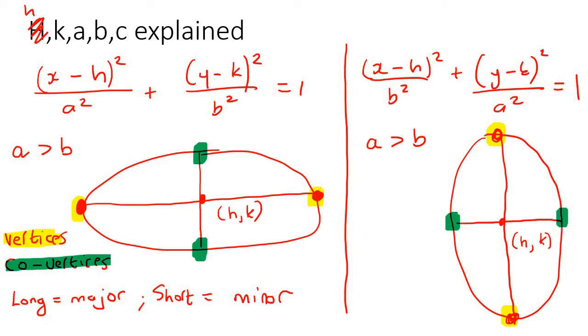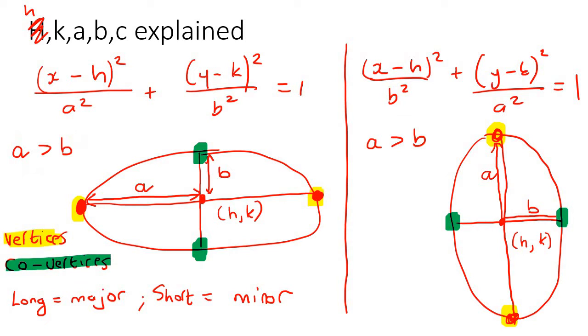All right. The next thing is the length from the center to the vertex. That distance is what we call a. Of course, it's the same on the other side. Okay? And then the distance from the center to the covertex, that is what we call b. So here the a would be this one, because it's always from the center to the vertex. And then from the center to the covertex, that would be b. So the b is always the shorter one, and that's why I said a is always bigger than b.